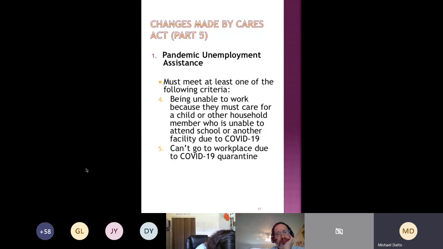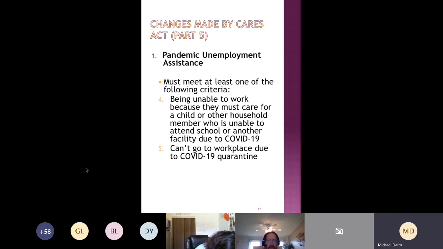4th is being unable to work because you have to stay home and take care of a child or another household member who can't go to a facility because it's closed due to COVID-19. The most common examples would be children who can't go to their school or their daycare because those facilities are closed due to COVID-19. Another example might be an adult with a disability who can't attend their day program or supported employment program because it's closed as a result of the virus.